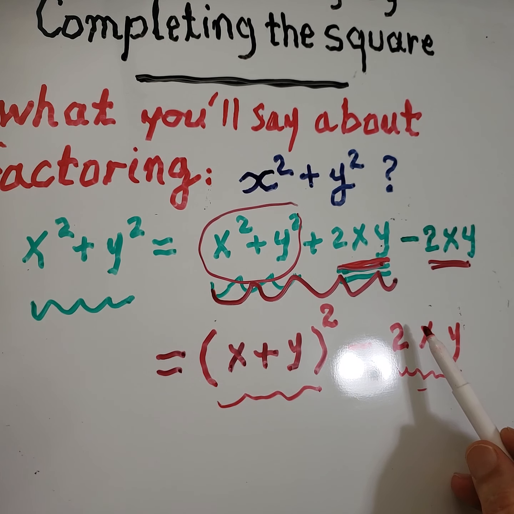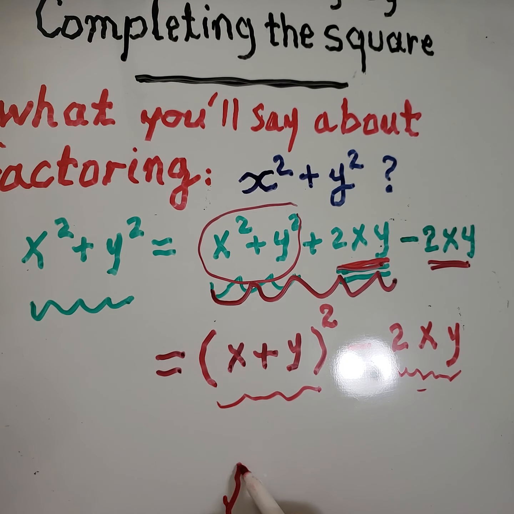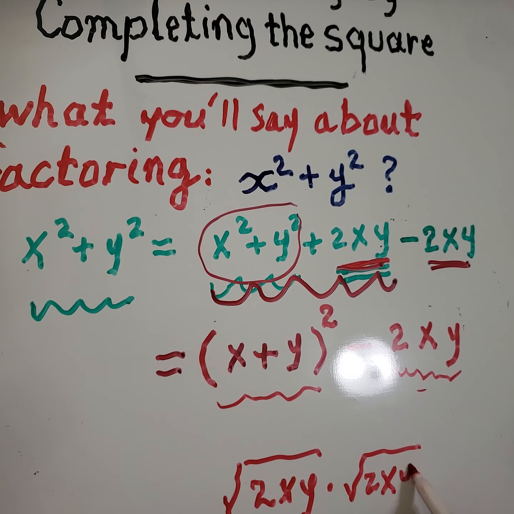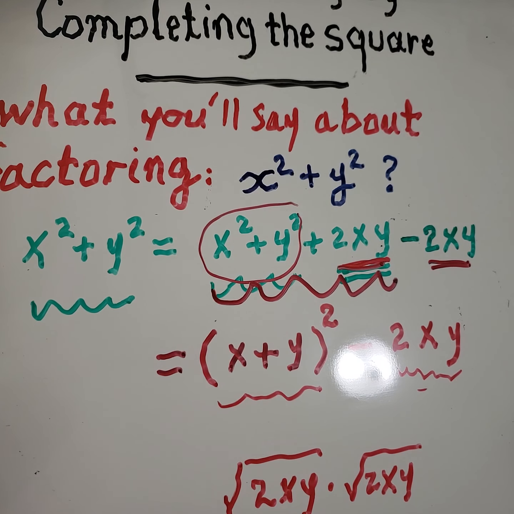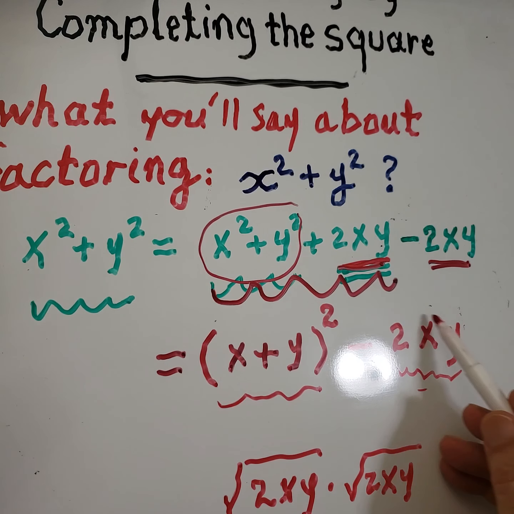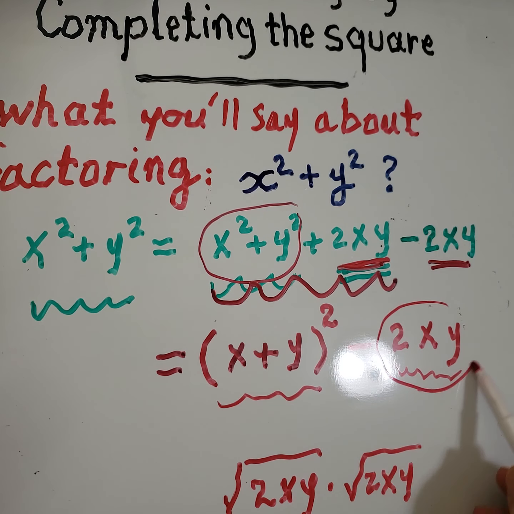Squared of what? Squared of square root of 2xy. When you multiply it by itself, you will get 2xy, because the multiplying will remove the square root sign, and you will get 2xy, which is here. So we can deal with this as squared, for square roots of 2xy.